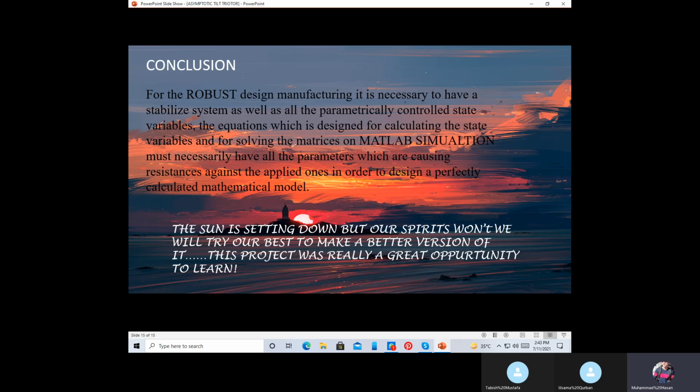This project was a great opportunity for us to learn. We have cleared some of our basic concepts in aerial technology. The world is moving so fast in this technology. Hope it will work for us in the future as well and for predicting some of the models as well.